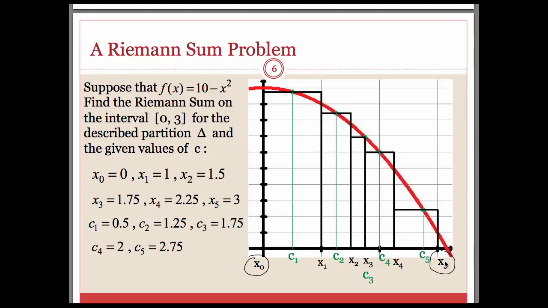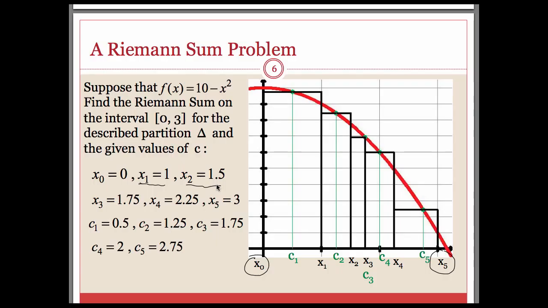That's going to allow you to figure out the width of each rectangle, because rectangle 1 is going to go from x0 to x1, so that's a width of 1. The second rectangle is going from x1 to x2, so if you take a look at those values that you're given over here, that second rectangle is going to have a width of a half. The third rectangle is the skinny one. That's going from x2 to x3. That has a width of only 0.25. And then you could do the last two rectangles as well.